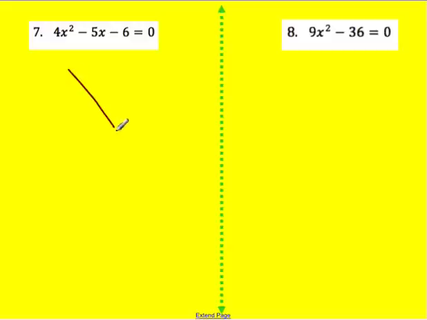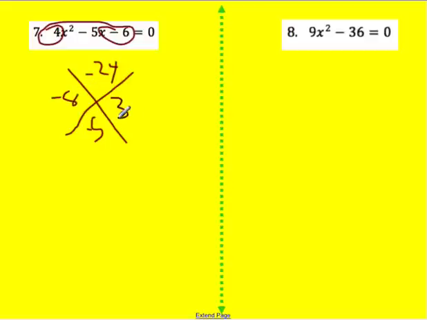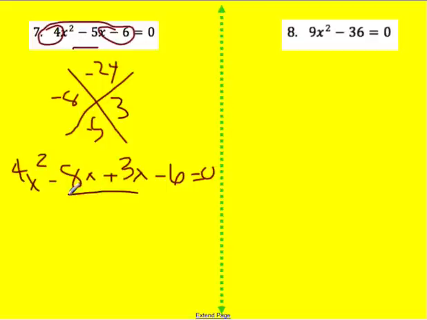So for number 7, we do have a number outside of the x squared term. So we're doing 4 times negative 6, which is negative 24, and that's adding to negative 5. So I'm going to end up using negative 8 and positive 3. Now the number outside of the squared term is not 1, so I need to break that up. So instead of having negative 5x, I need to do negative 8x plus 3x minus 6 is equal to 0. Okay? So now, all I did was I split up the negative 5x with the numbers that I found in the x. And now I'm ready to factor by grouping.